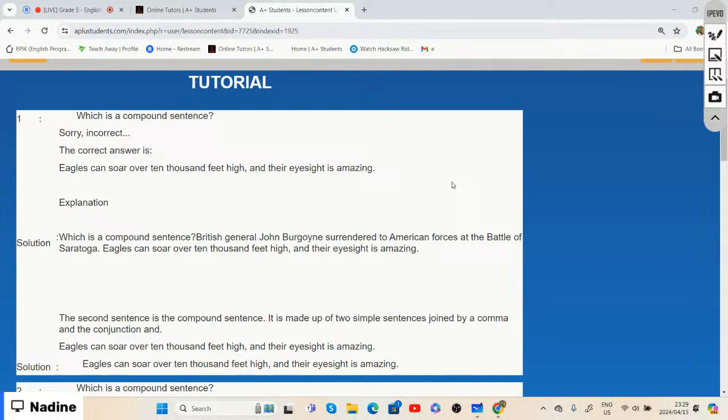But we will find out more about a complex sentence soon, if we do have time. If not, then definitely in our next lesson.